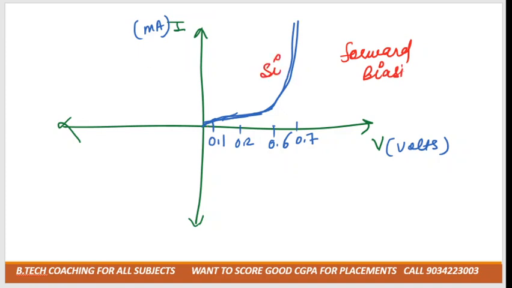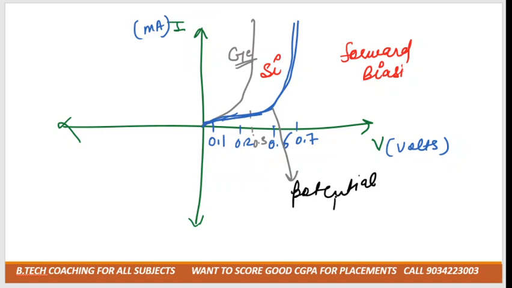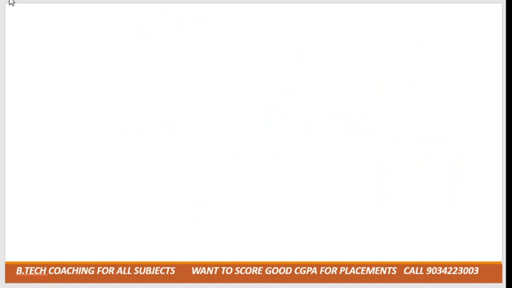If I want to draw the case for germanium, then it would be a little bit less, like at 0.3 volt the current would flow. This one would be the case of germanium. Clear? So this particular voltage is known as the potential barrier voltage. These are the cases for silicon. Now similarly we'll see the reverse bias.